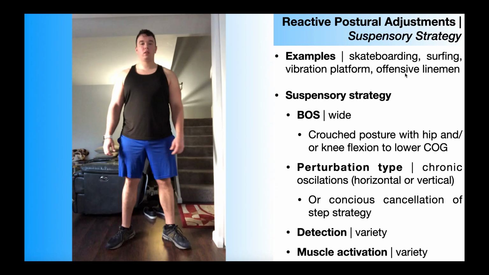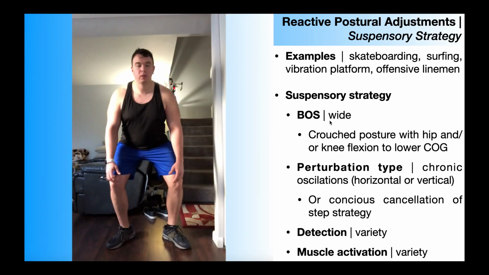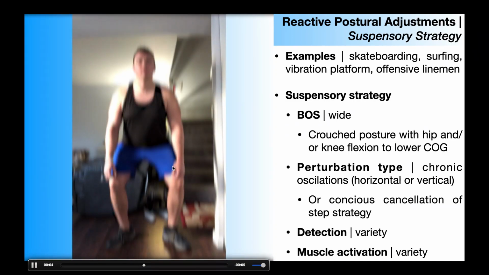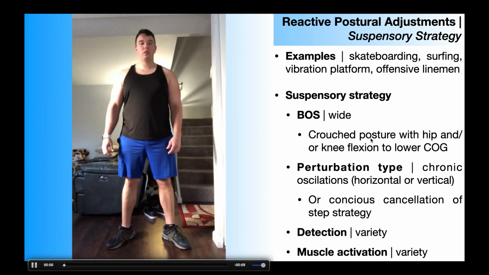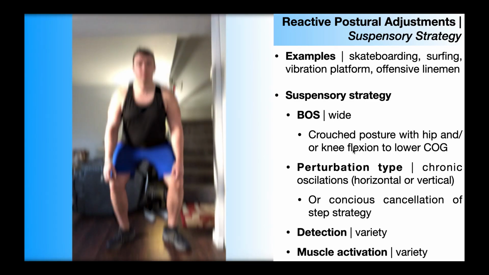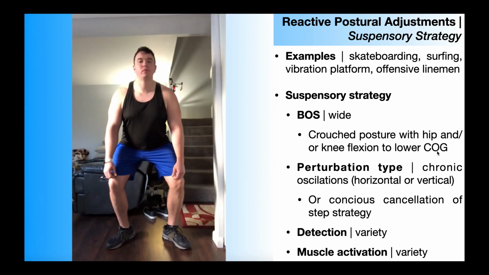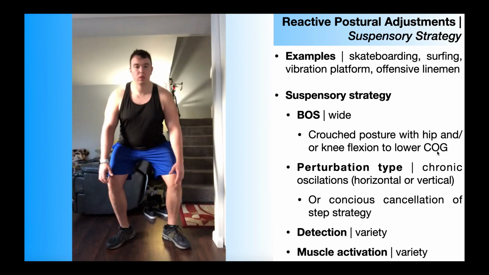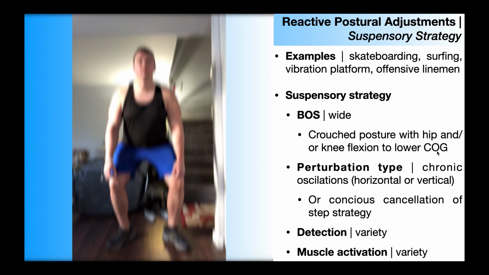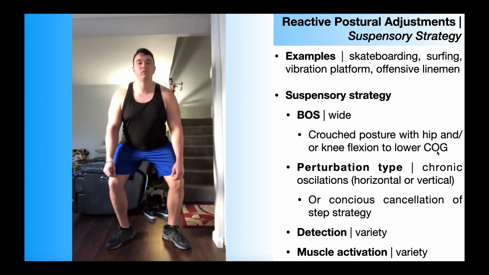Why is that? Because the base of support is wide, and it can even be a lot wider than this, almost a sumo stance in some cases. And the person's going to have a crouched posture like you see there. Hip flexion and or knee flexion, normally both. And both of those joint positions actually lower the person's center of gravity closer to the ground. The reason that increases balance is because the closer the center of gravity is to the ground, the harder it is to move it out of the limits of stability. If the center of gravity is very high, it becomes easier to move it out of the limits of stability.